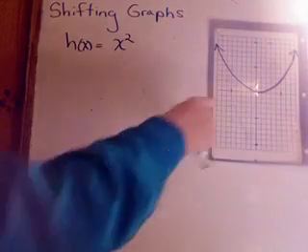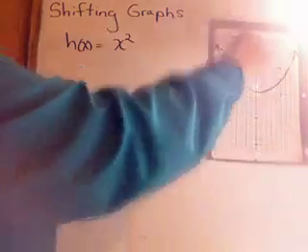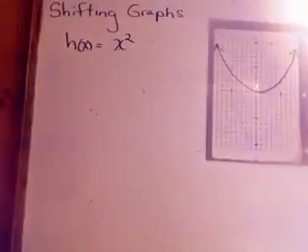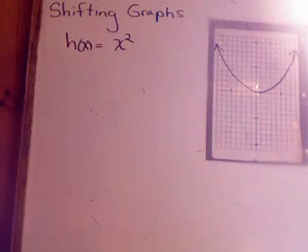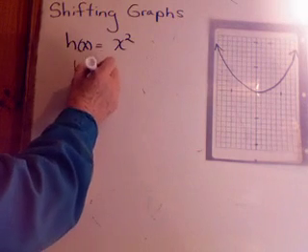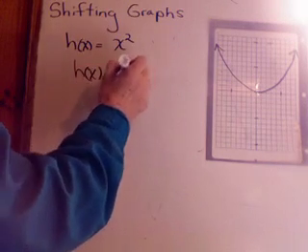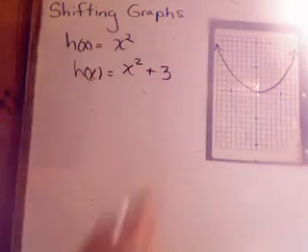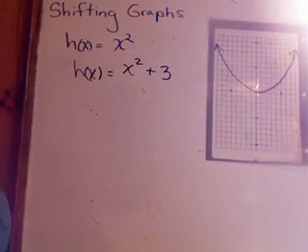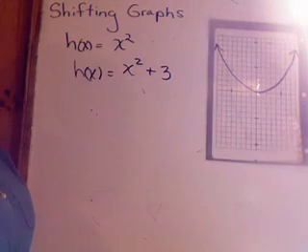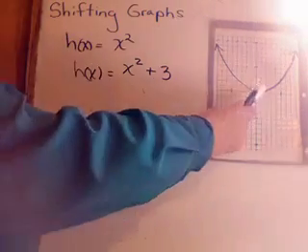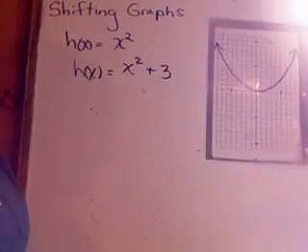Now, how can I get that graph to move up and down or right or left? We can do that by adding numbers to the function or to the inside of the function. Basically, what happens if I do h of x equals x squared plus 3? Take your graphing calculator and try that. Stop the video for a minute and try adding different numbers and subtracting numbers and see what it does to that curve.